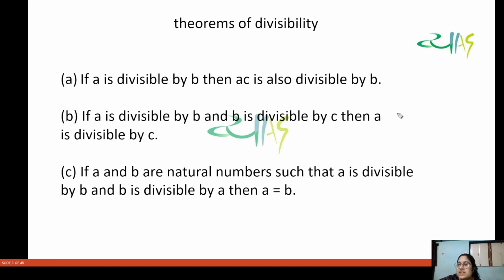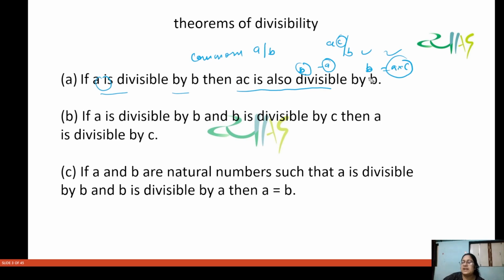See, now we have to see the theorems of divisibility. Theorems of divisibility are nothing but the general properties and the common sense that comes with division. So it is saying that if A is divisible by B, then AC is also divisible by B. Okay, so C can be any number, still AC will be divisible by B. Why? Because B is a factor of A, so B is a factor of A times C as well.